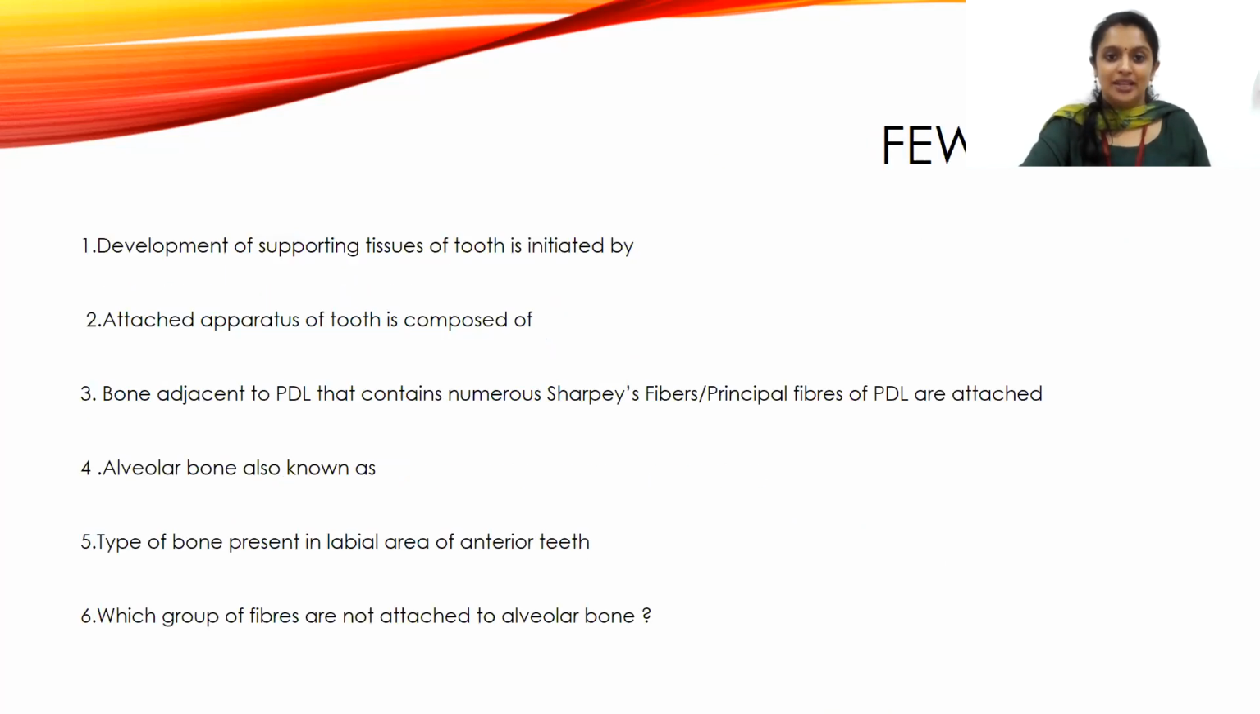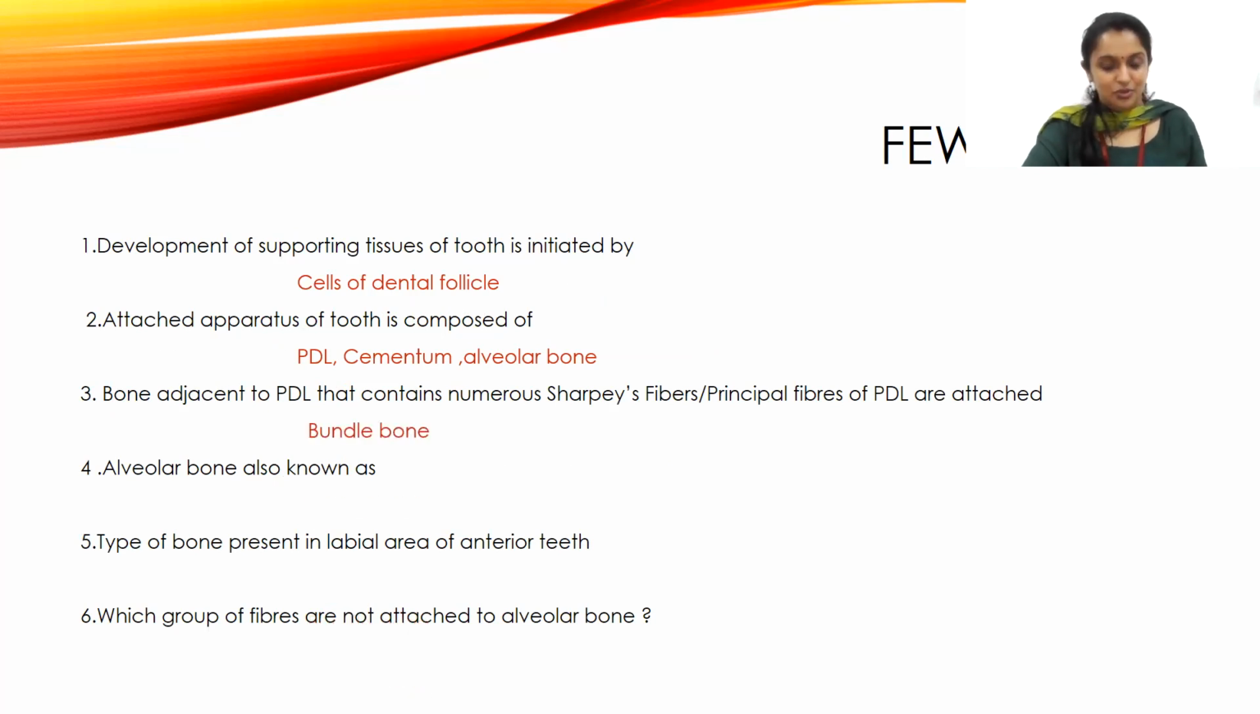So let's have a small recap. The development of the supporting tissues of the tooth is initiated by cells of the dental follicle. The attachment apparatus of the tooth is composed of periodontal ligament, cementum, and alveolar bone. Bone adjacent to the periodontal ligament contains numerous Sharpey's fibers, or the principal fibers of the periodontal ligament, attached to bundle bone. Alveolar bone is also known as lamina dura. The type of bone present in the labial area of anterior teeth is cortical bone. Which group of fibers is not attached to the alveolar bone? It is the transseptal fibers.